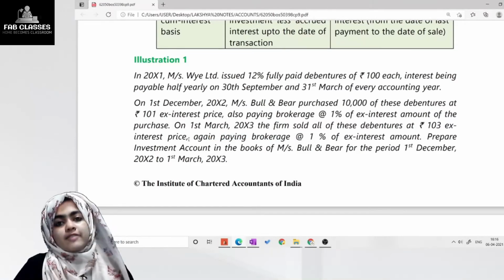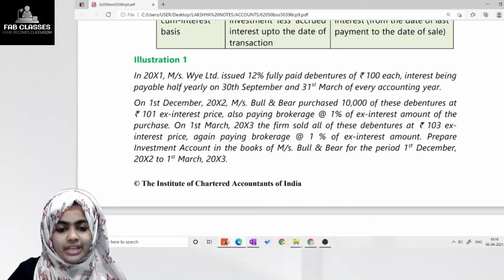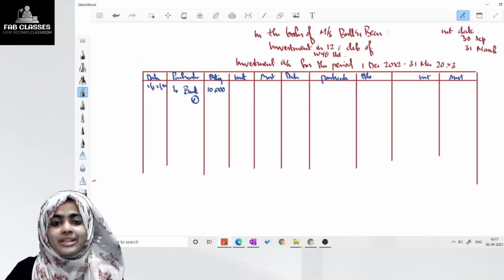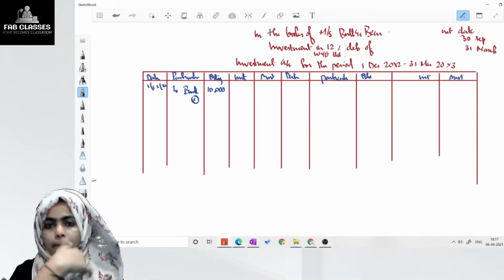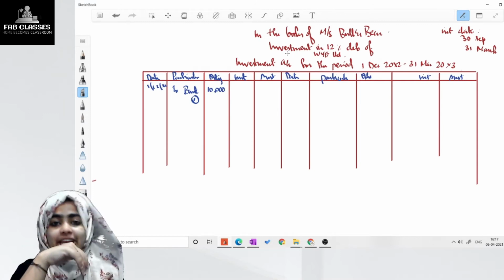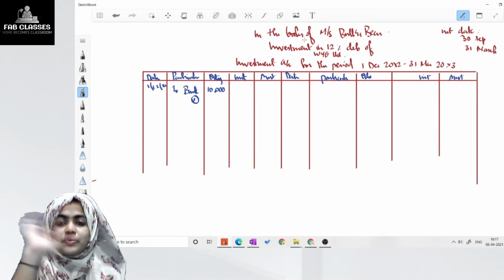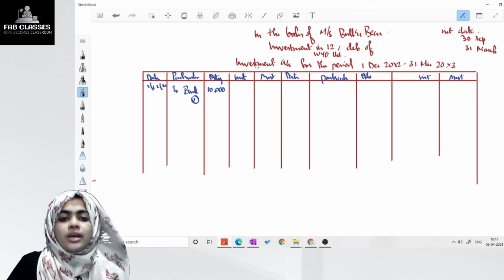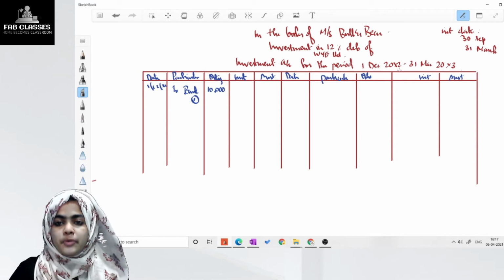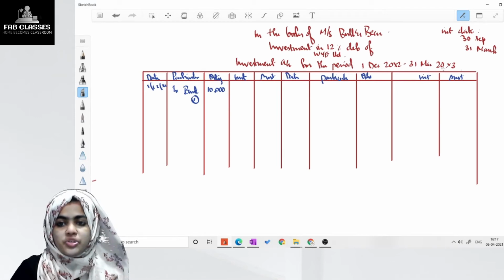So let's prepare the investment account. Let's see the format of the investment account now. In the books of Mrs. Bull and Beer, this is the first thing which we have to write. Then investment in 12% debentures of Y Limited. What is our investment? That is the name of the investment. Then investment account for the period 1st December 2012 to 31st March 2013.